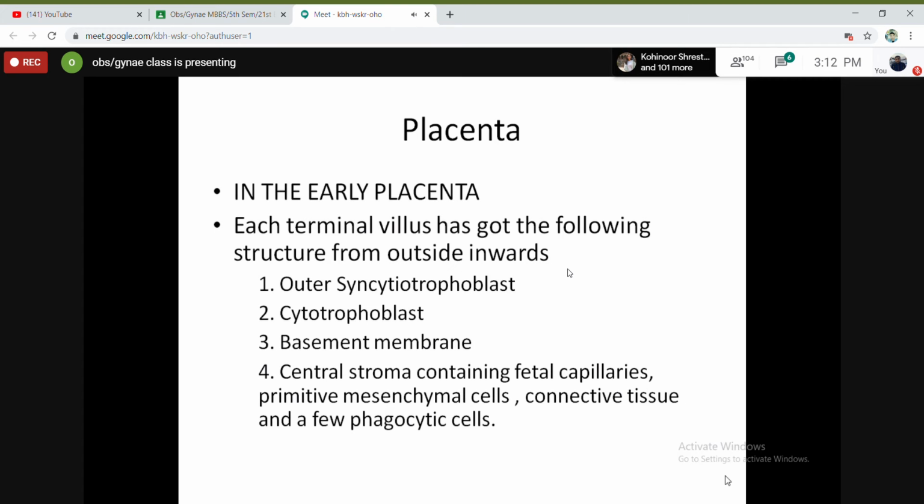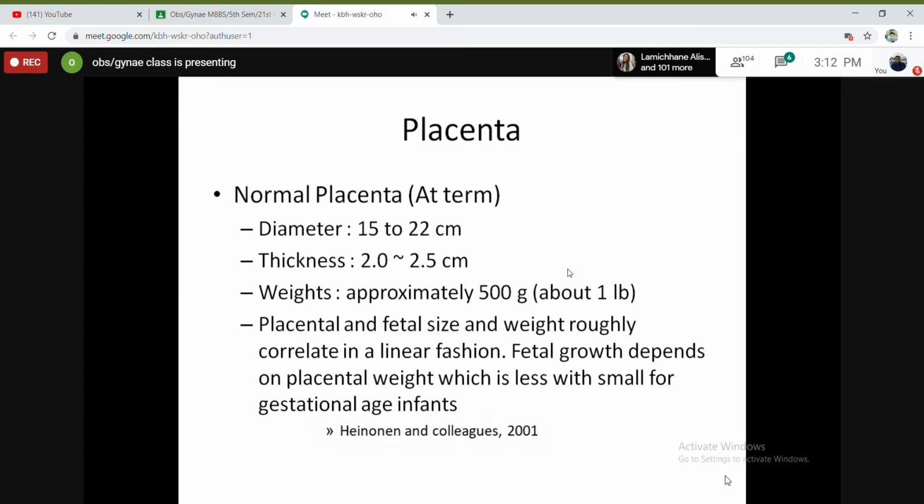In early placenta, each terminal villus has the following structure: outer cytotrophoblast, then basement membrane, then central stroma. It contains fetal capillaries, primitive mesenchymal cells, connective tissue, and a few phagocytic cells. At term, the diameter of a normal placenta is around 15 to 20 centimeters with a thickness of 2 to 2.5 centimeters, and it weighs approximately 500 grams.